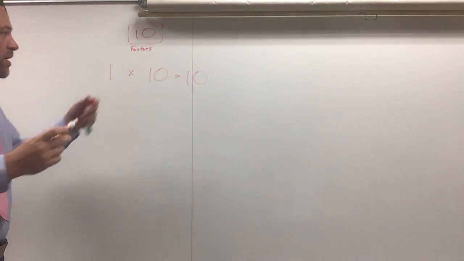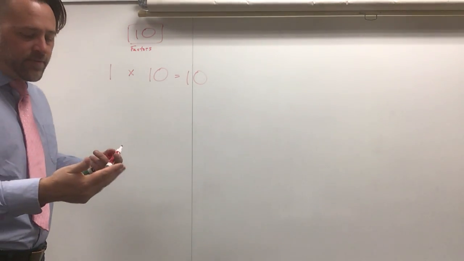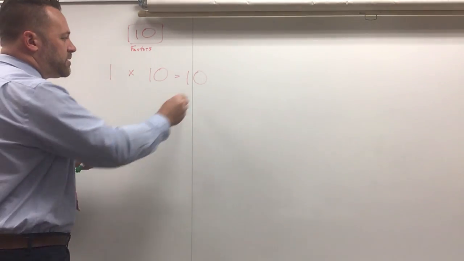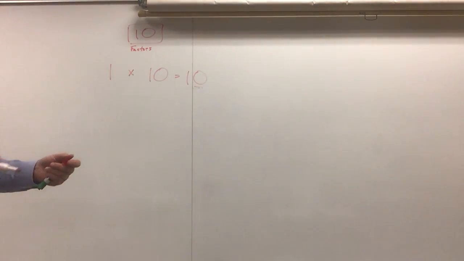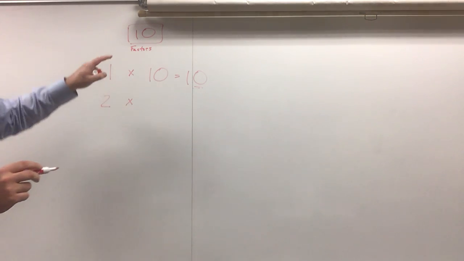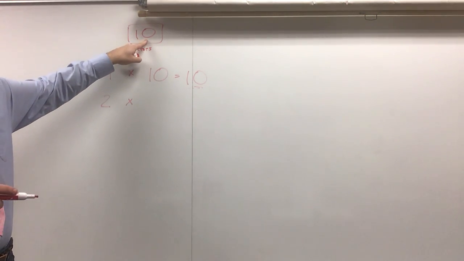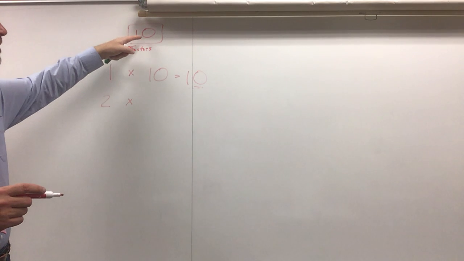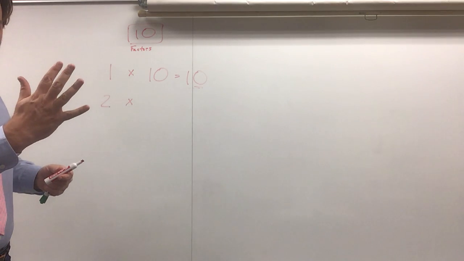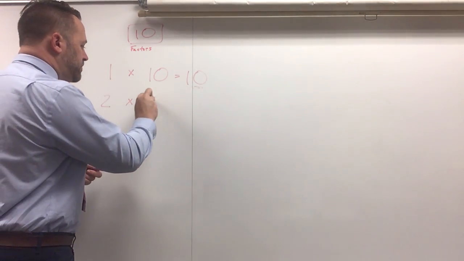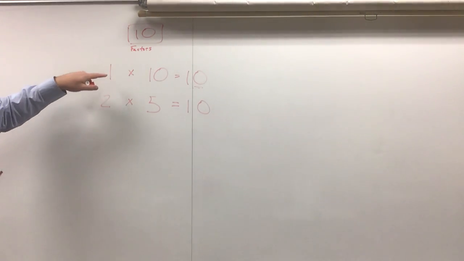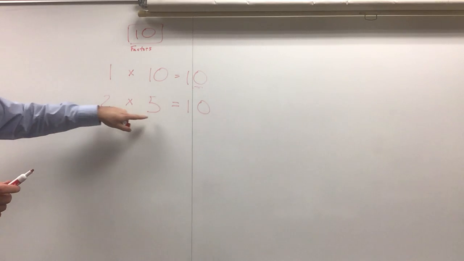If you skip count by ones, just like counting, right? 1, 2, 3, 4, 5, 6, 7, 8, 9, 10. 10 ones is 10. Is 2 a factor? I think so, because 10's an even number, right? So it should be a number you could divide in half pretty easily. So let's count by 2's. 2, 4, 6, 8, 10. So my factors so far are 1 and 10 and 2 and 5.